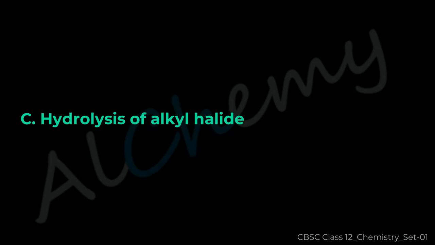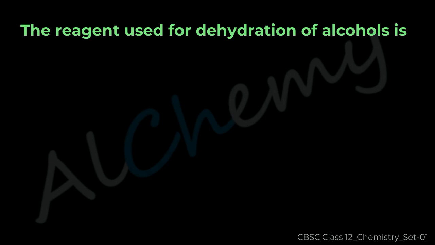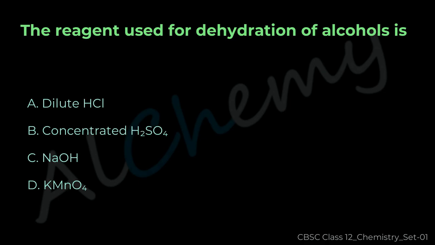The correct answer is C. Hydrolysis of alkyl halide. Question 31. The reagent used for dehydration of alcohols is A. Dilute HCl. B. Concentrated H2SO4. C. NaOH. D. KMnO4.